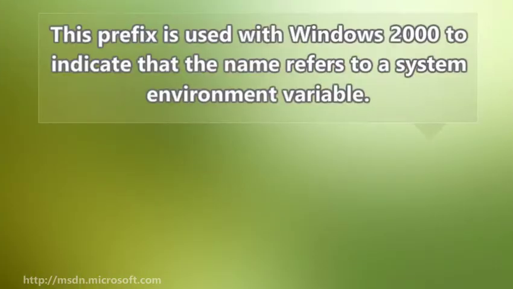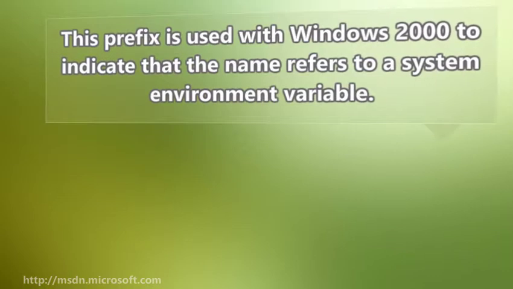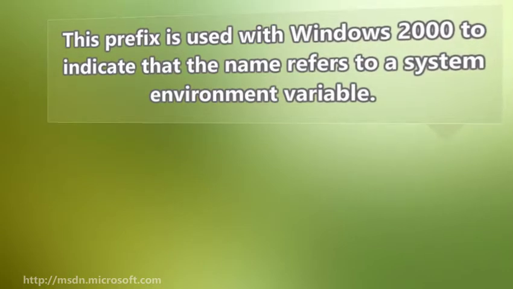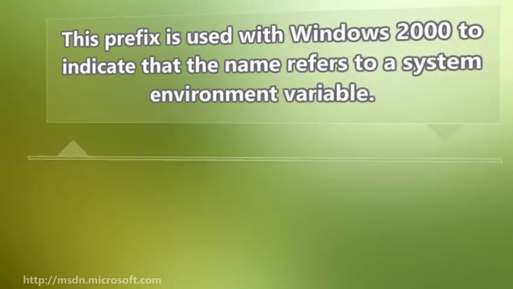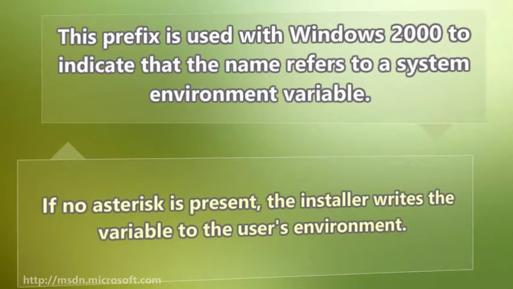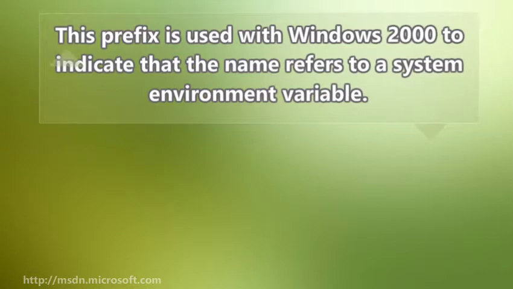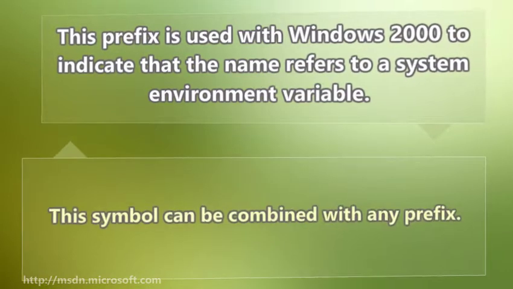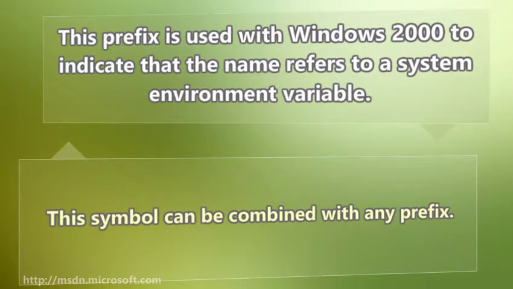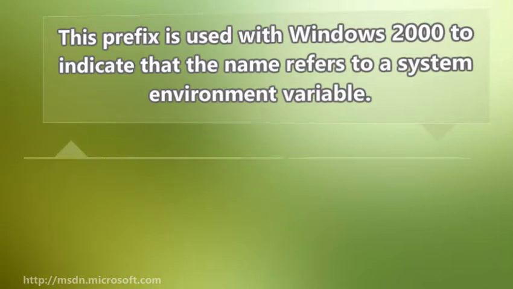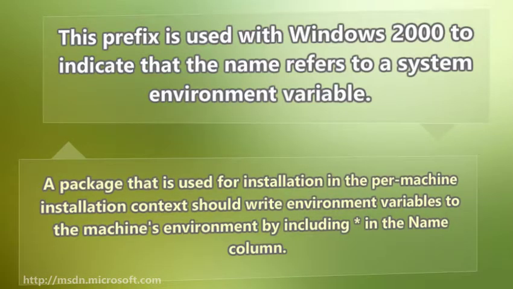This prefix is used with Windows 2000 to indicate that the name refers to a system environment variable. If no asterisk is present, the installer writes the variable to the user's environment. This symbol can be combined with any prefix. A package that is used for installation in the per-machine installation context should write environment variables to the machine's environment by including the asterisk in the name column.